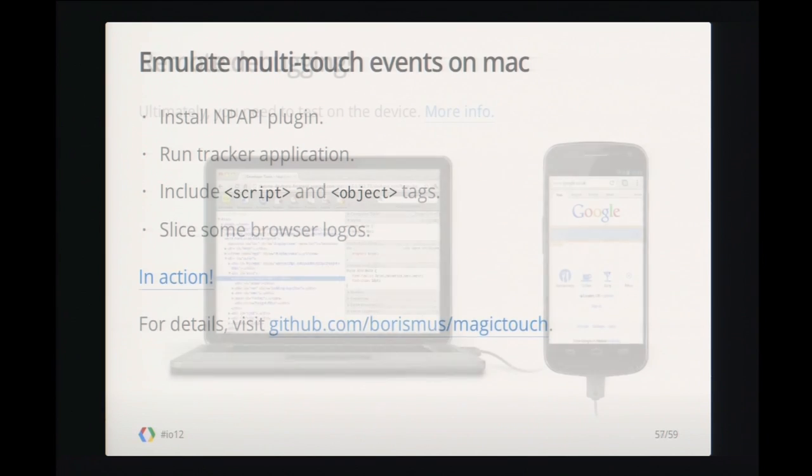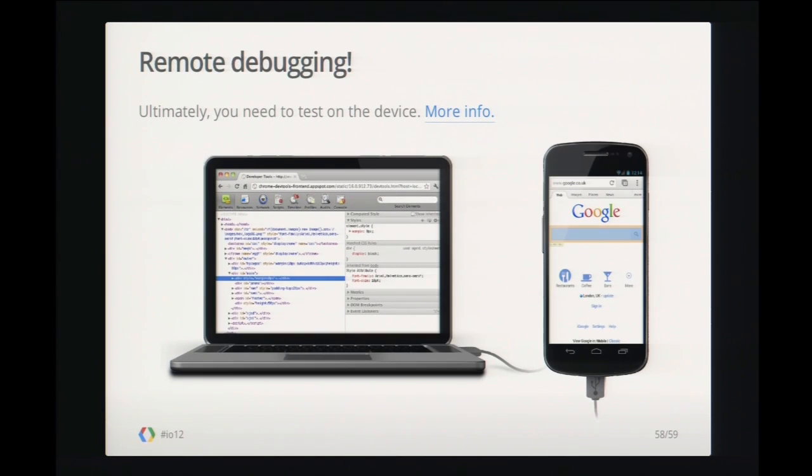so that's multi-touch. And of course, you want to test on your device, ultimately. You can do these emulations, you can use these tricks, but ultimately you need to test on your device. And Chrome for Android has great support for remote debugging, and we have plenty of resources about that. In the interest of time, I won't burden you, but you should check it out, and I'll make these slides available afterward.